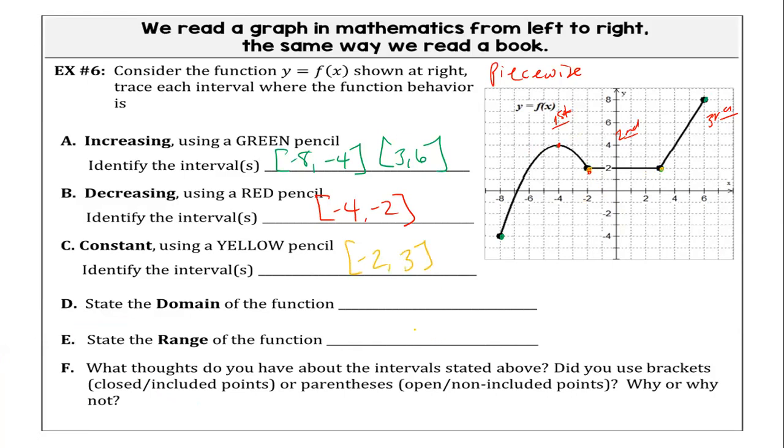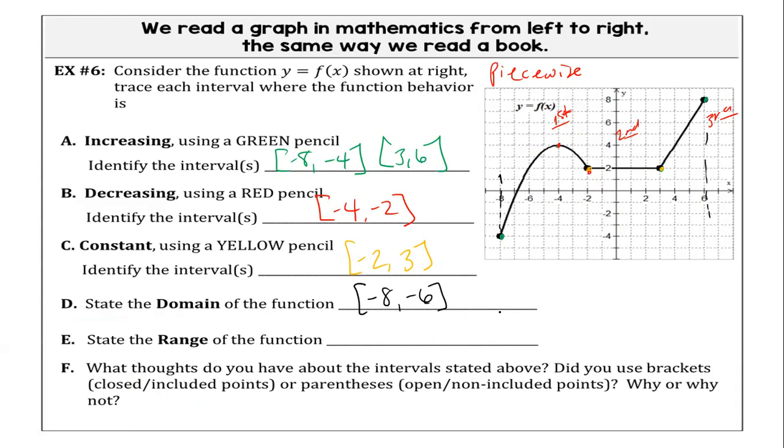Okay. Now, domain. Is this an infinite domain? No, I have a restriction. What is my domain? -8. So we start here, and where do we end? At 6. And I'm defined at both points. So it's from -8 to 6.